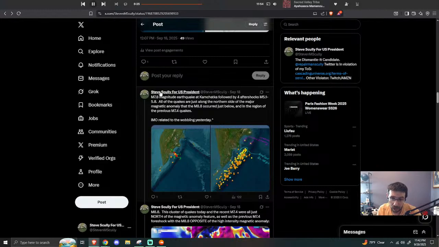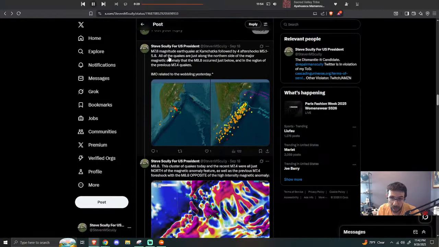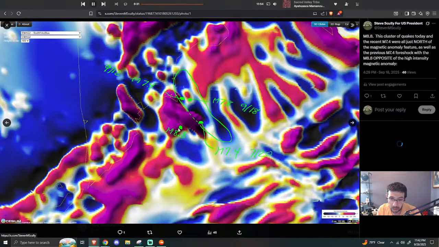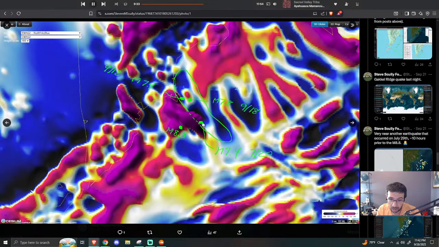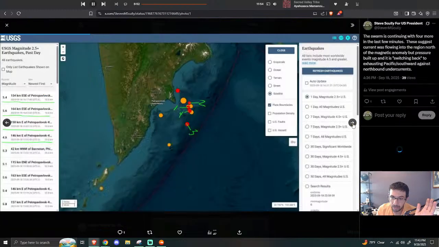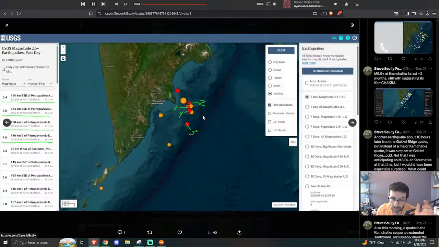Followed by 4 aftershocks, all kind of around it, just north of the magnetic anomaly. So they're all, here's the 8.8, here's the 7.4. The first one, 7.4, and then just after that, on the 29th of July, 8.8. And then the first 7.4 in this month, September 12th, and then the 7.8, and the other ones are generally around there.